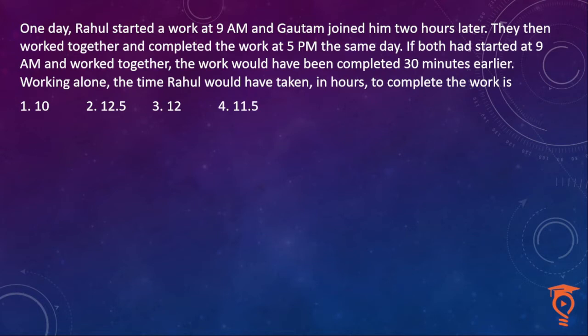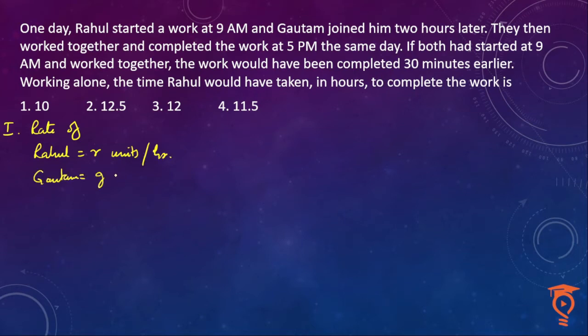Please pause the video, try your best to solve the question, and if you want to make it spicy, keep a track of time and see how much time you took to solve this question, and then resume the video. Okay, so in my first method, I would say the working rate of Rahul would be R units per hour, and that of Gautam would be small g units per hour.